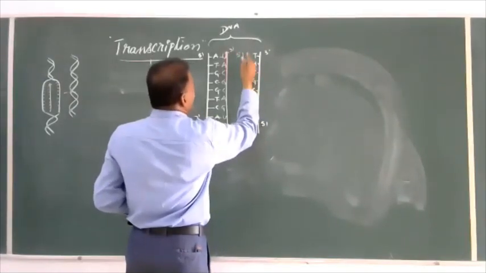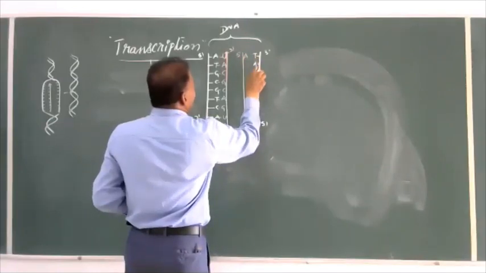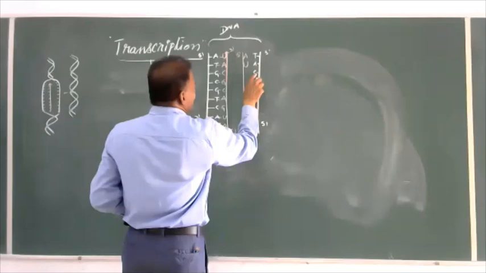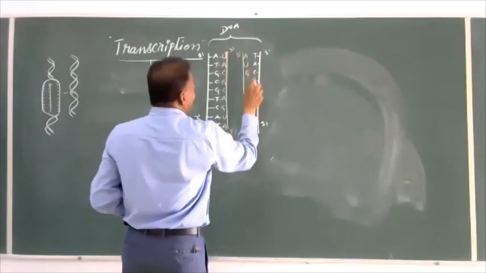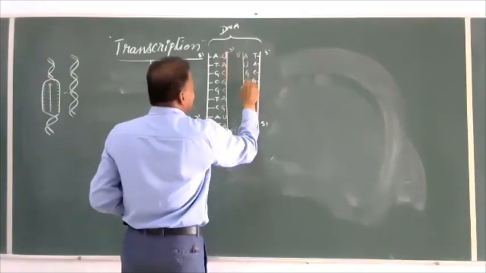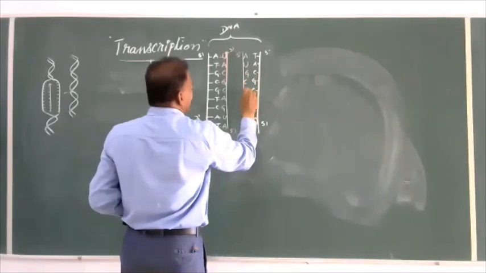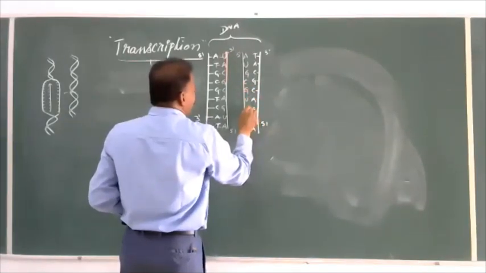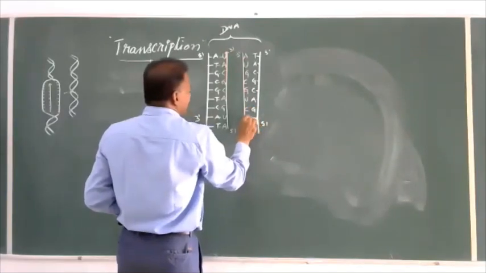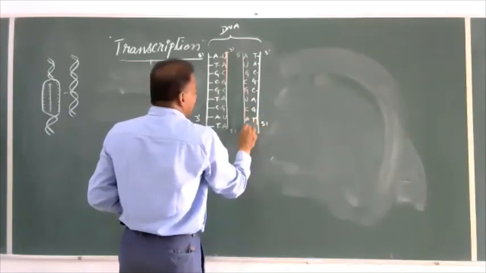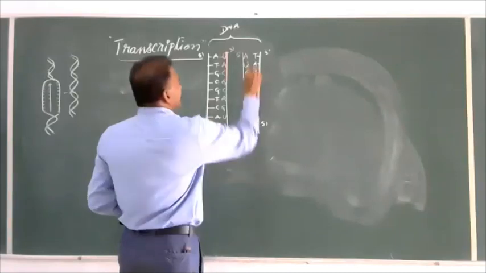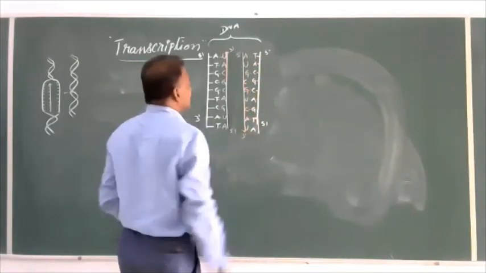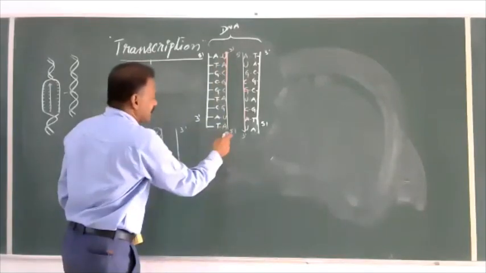So here T means adenine, adenine means uracil, cytosine means guanine, guanine means cytosine, cytosine means guanine, adenine means uracil, guanine means cytosine, thymine, adenine, adenine, uracil. This is how it is formed, both the strands. Now let us take this.